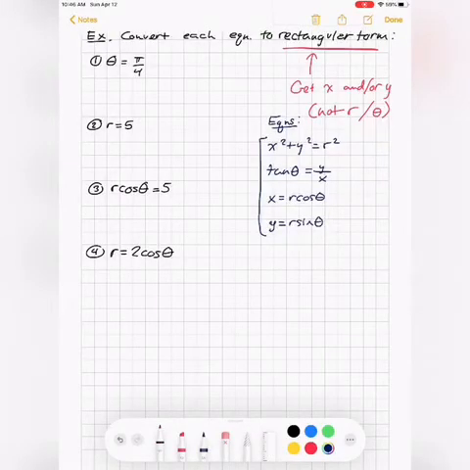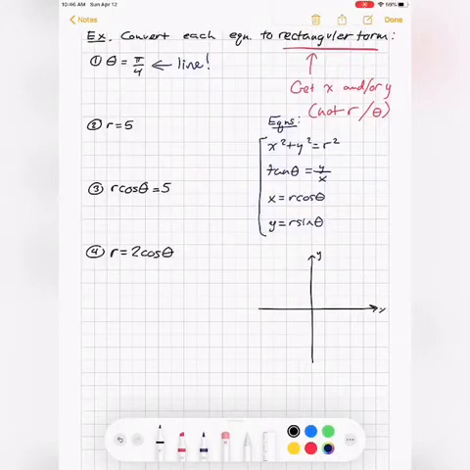Here's the first thing I notice about number one. It's theta equals, so I know this is going to be a line, because look, here's theta equals pi fourths. We'll use a different color. It looks like that, doesn't it? That one's really easy. I bet I can tell you the answer. But how would I show this?